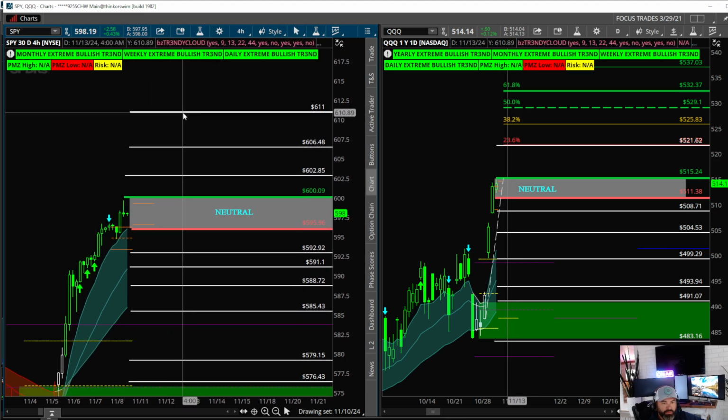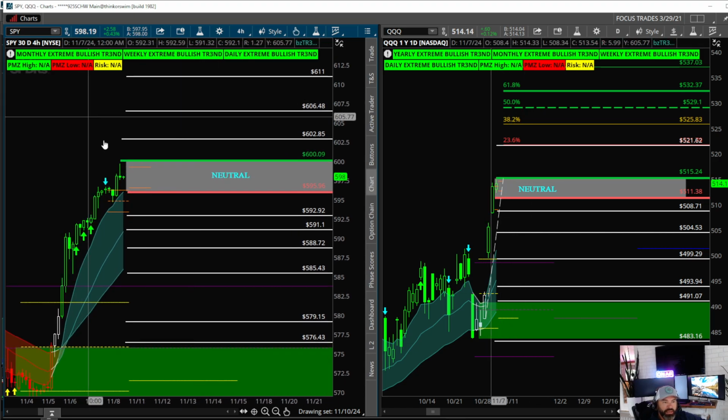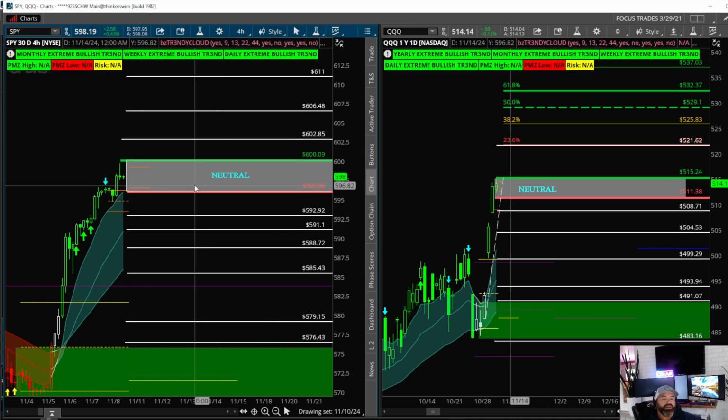So this is about $13 from where we closed after hours, so we're within the ATR. And if we were to go down 14 to the downside, you're looking at 585. So that puts us right around this 4th target.